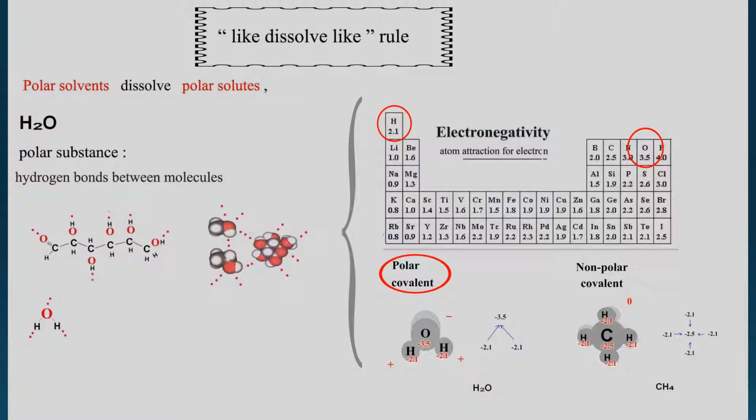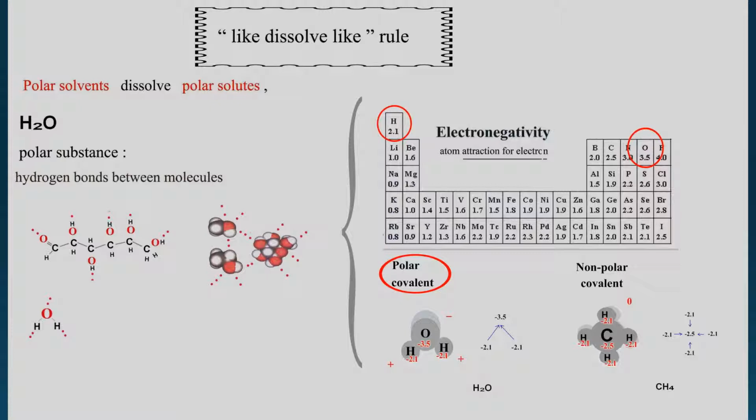Look at this polar covalent molecule, water. They are unsymmetrical in electron distribution. There is more electron pull onto the oxygen. So you make oxygen more negative, hydrogen more positive. So because of that, water is a polar substance. Water is a polar substance.